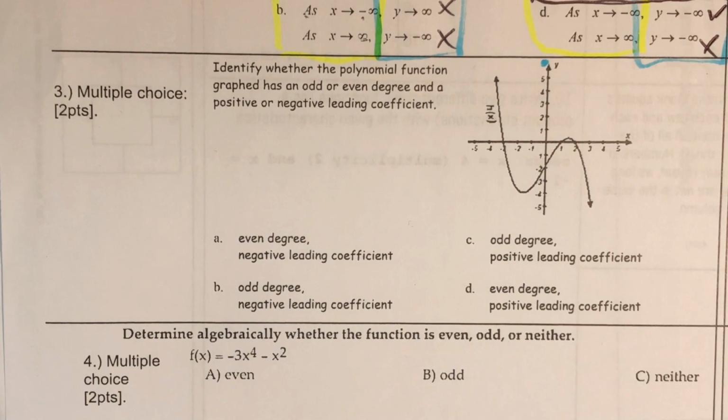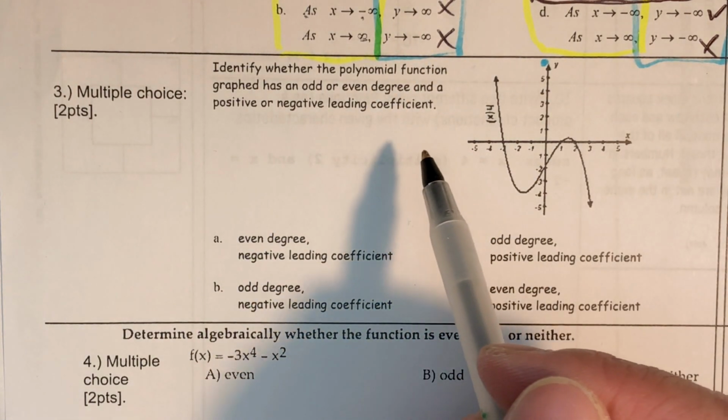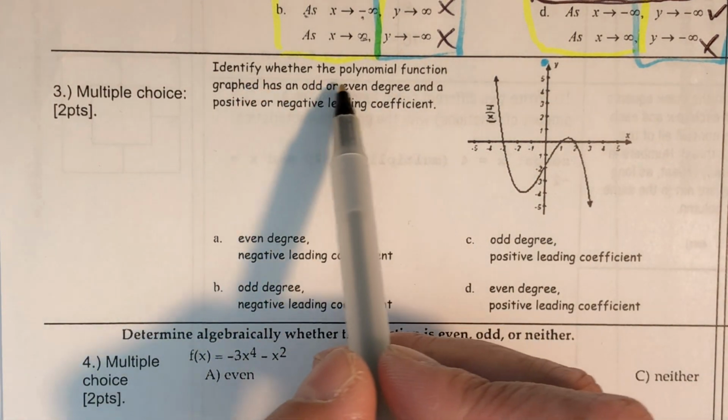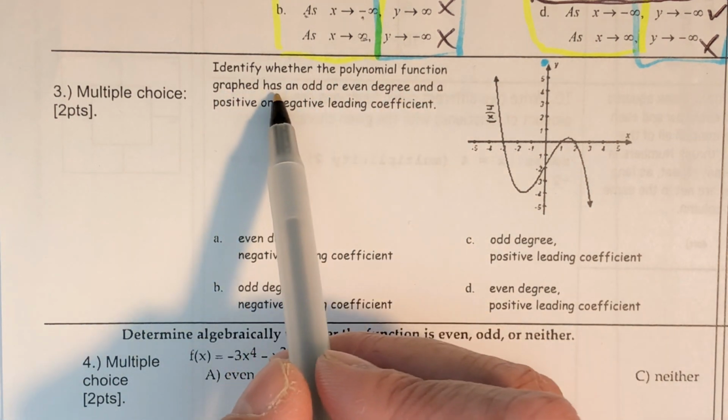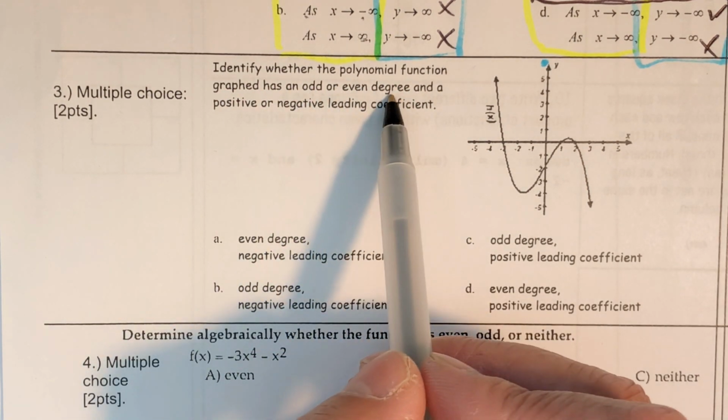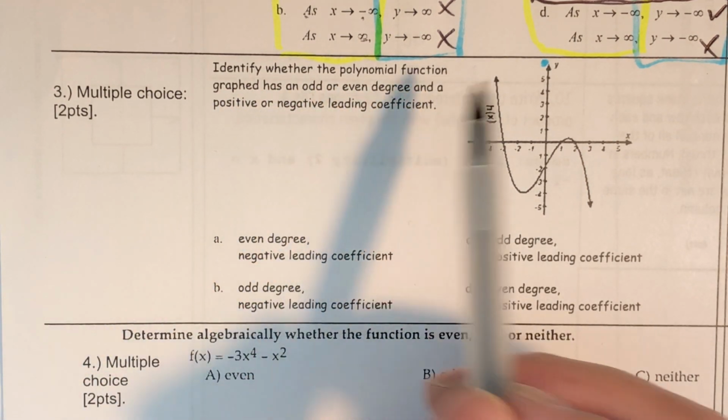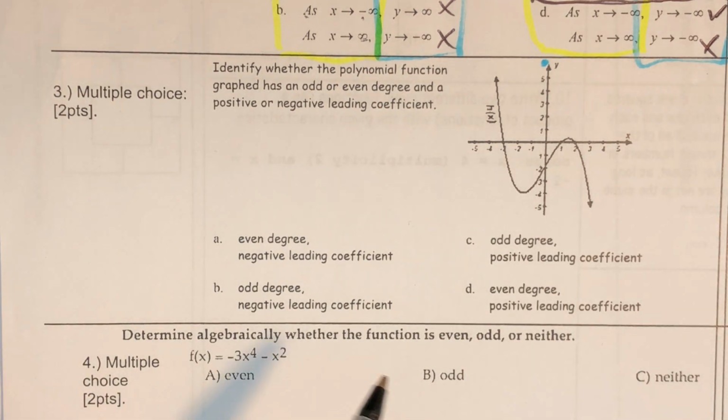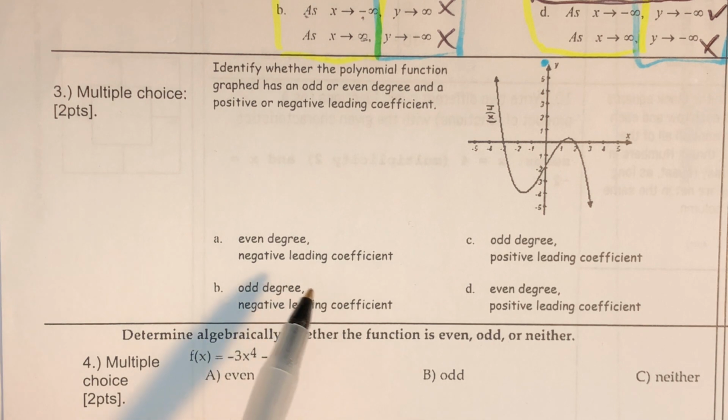Question number 3. Identify whether the polynomial function graphed has an odd or even degree and a positive or negative leading coefficient. So we got to figure this out, right? Okay, let's figure this out.